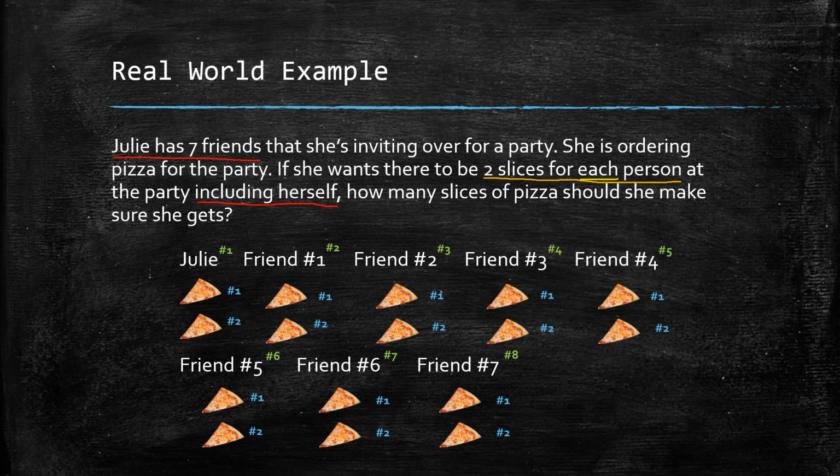We're basically adding 2 8 times here, right? 2 for each person. So that we're adding 2 8 times. So we can write that as 8 people times 2 slices each equals 16 total slices. So 8 times 2 equals 16. Perfect.